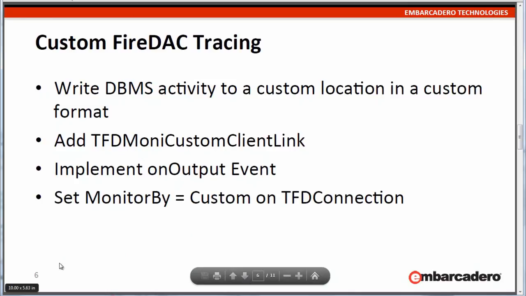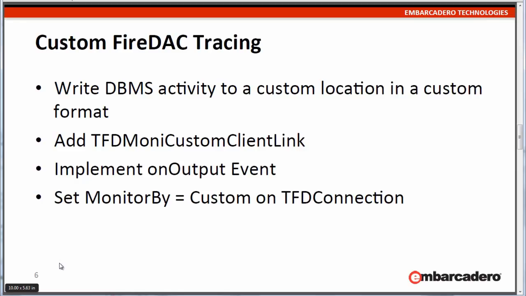The third option that we have is custom FireDAC tracing. And custom FireDAC tracing gives you the ability to define a custom location or a custom format that you would like these logs to be written out in. In order to use this capability, we use the TFDMoniCustomClientLink component, and with that component we implement an OnOutput event. And with that OnOutput event, we define how we're going to write out that logging information.